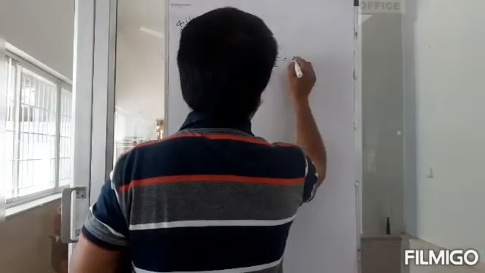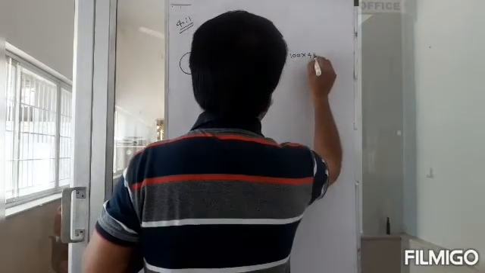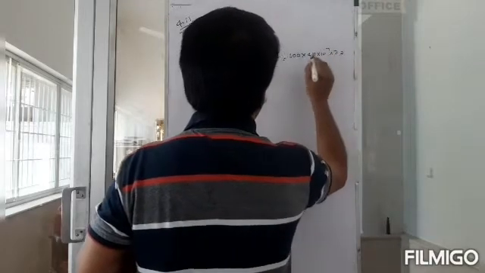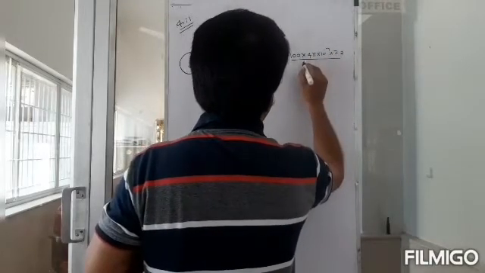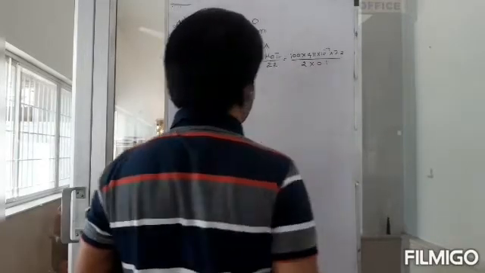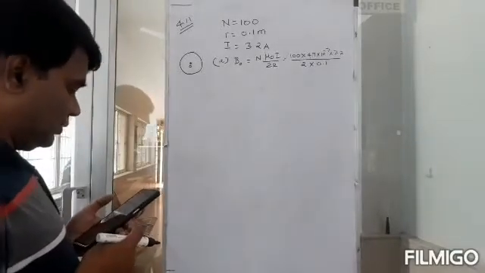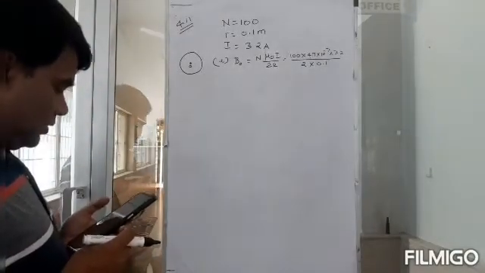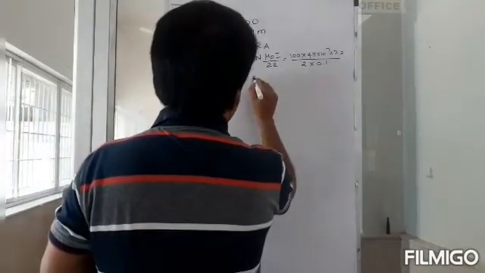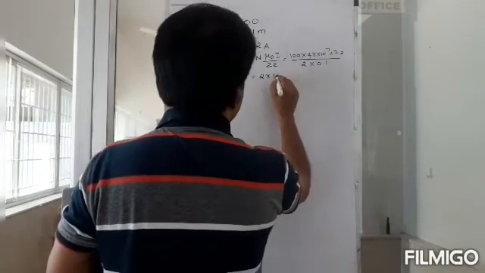So that gives you n is 100 and mu naught is 4 pi into 10 power minus 7, I is 3.2 amperes, and divided by 2 times, this is 0.1, radius is 0.1. Okay, so if you do that, we are going to have approximately 2 into 10 power minus 3 Tesla. So it will be 2 into 10 power minus 3 Tesla.